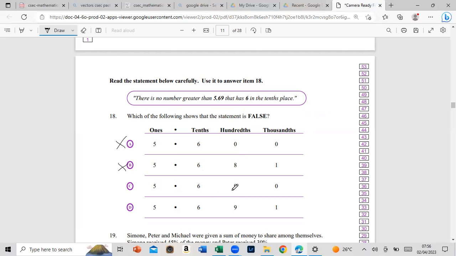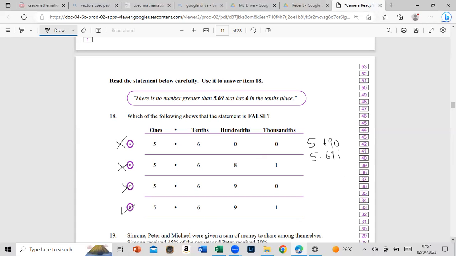5.690, no, that would be equal to this because what they did was just drop off the 0. This would be the real number, 5.690. Alright. So now we can eliminate this. So it would be D. D would be our correct answer. So it's 5.691. And that would be greater than 5.690. Let's compare it. 1 is greater than 0.